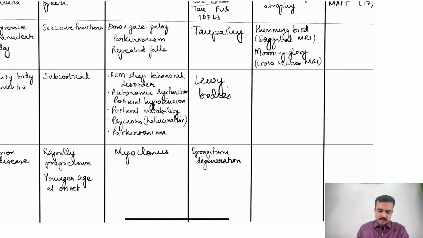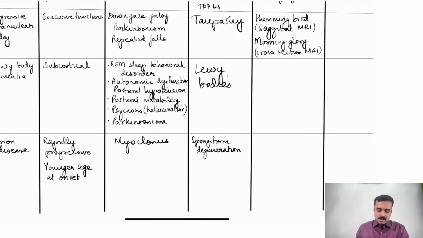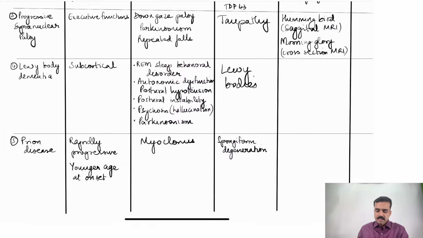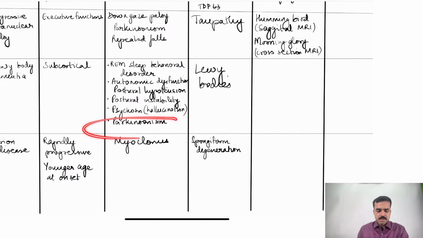These are additional points. Okay, and Lewy body dementia, it's a subcortical dementia. Lewy body dementia is an alpha synucleinopathy, and it's characterized by Parkinson-like features. So is PSP. PSP also has Parkinson-like features, and there's a lot of postural instability in both, but autonomic dysfunction is much more in patients of Lewy body dementia. And REM sleep behavior disorder is another very important feature, along with Parkinsonism, in patients of Lewy body dementia.